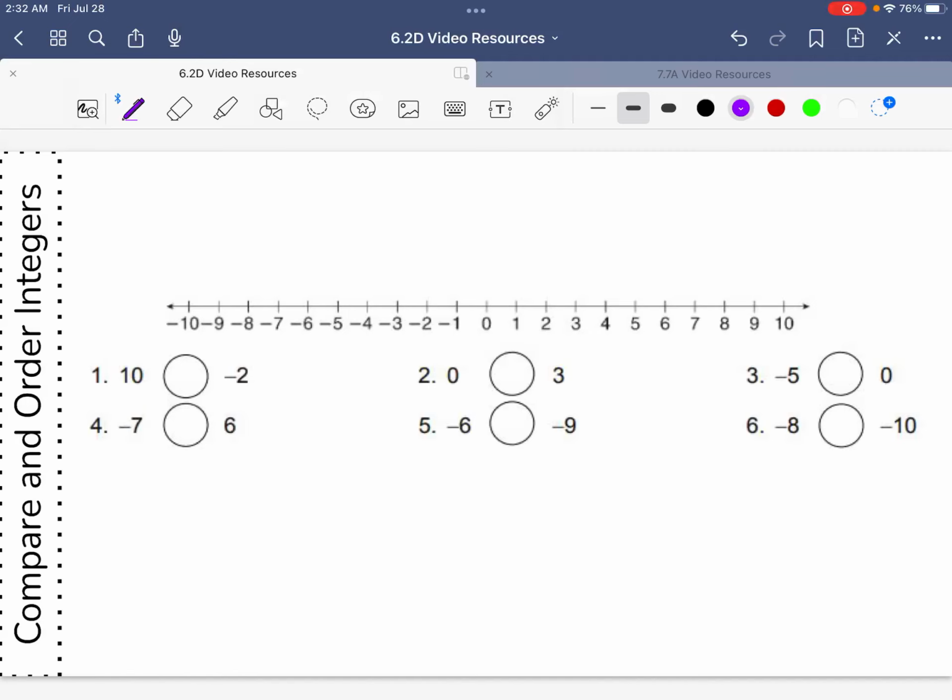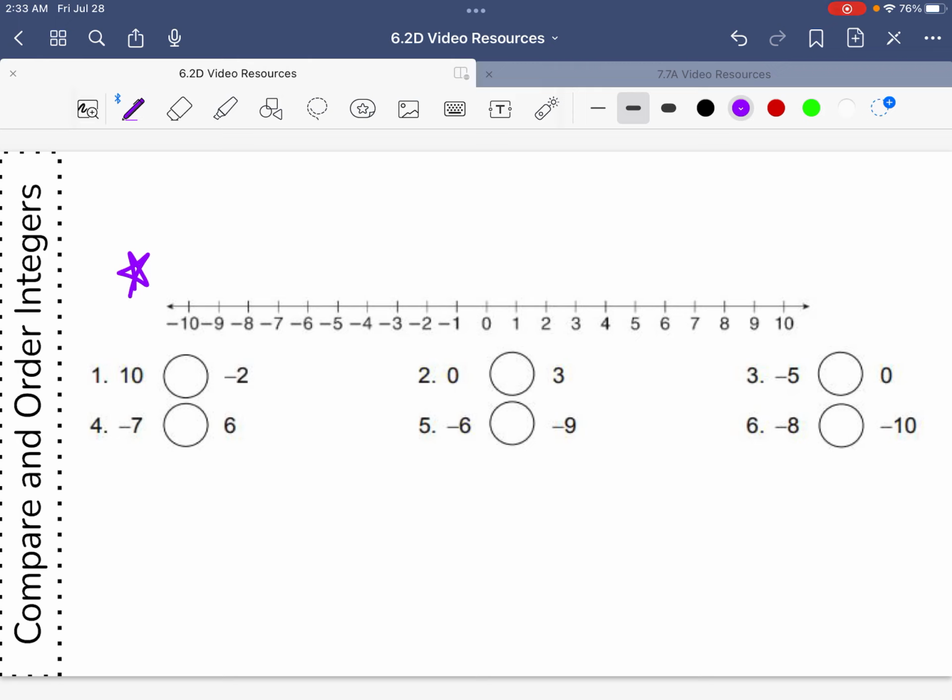Hey guys, today we are comparing and ordering integers. So we're going to be comparing two different integer values, representing which one is greater or less than using inequality symbols. And this number line is going to be a big tool for us to use.